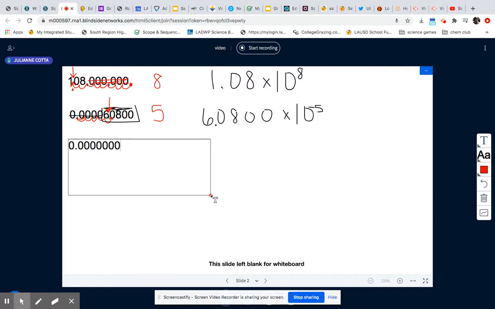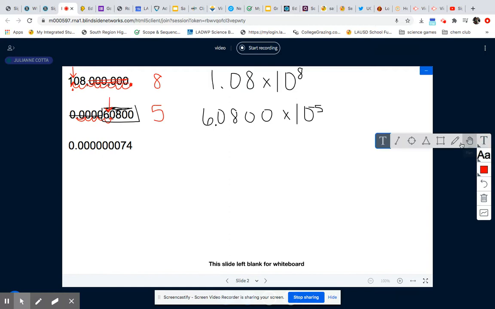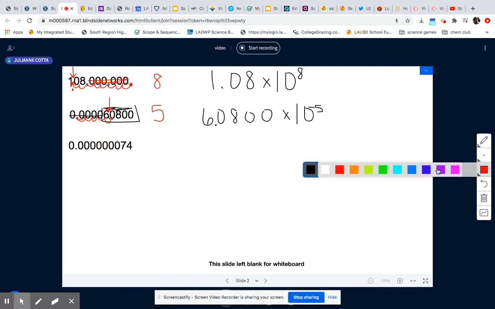0.00007, zeros I wrote this time. 7? Yes, 7.4. Okay, I want to put my arrow behind the first number that's not a 0. So the first number that's not a 0 is 7. And then I want to look for my significant digits.